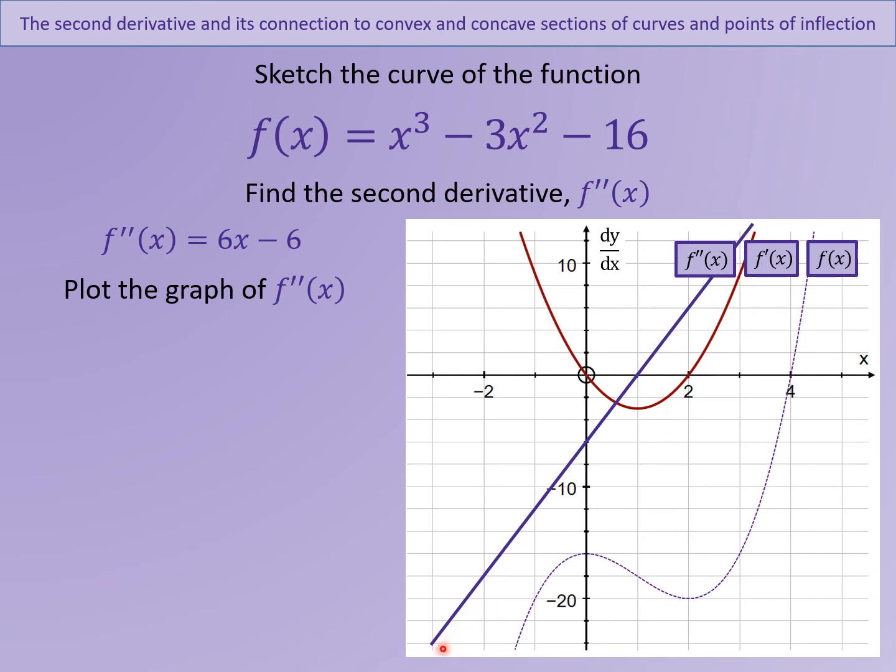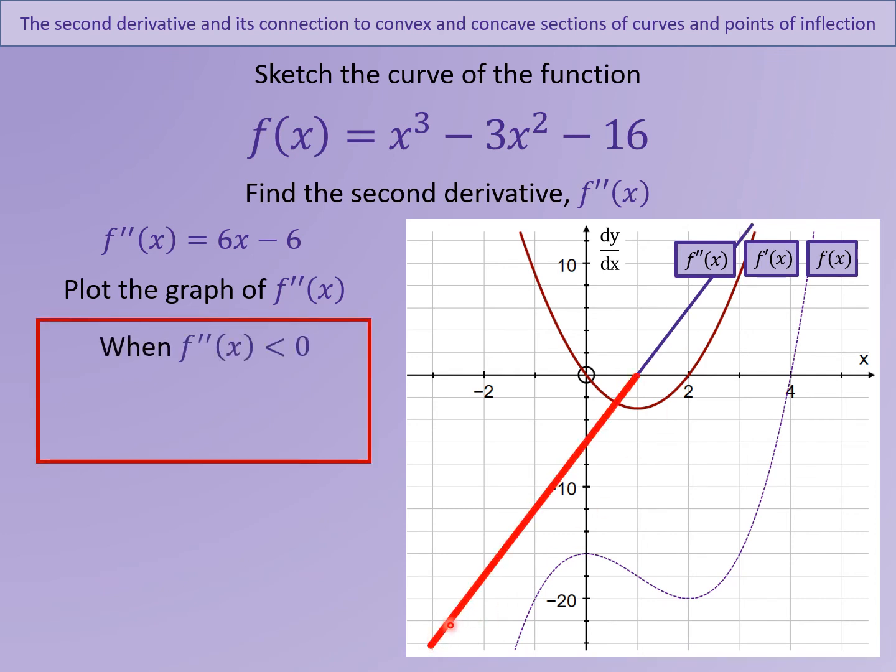Right. So when this is at this point just here, when it is negative, when it is below 0, look at what happens to the original graph. The original graph, that part is decreasing.